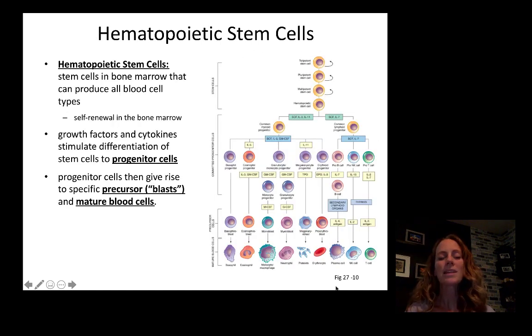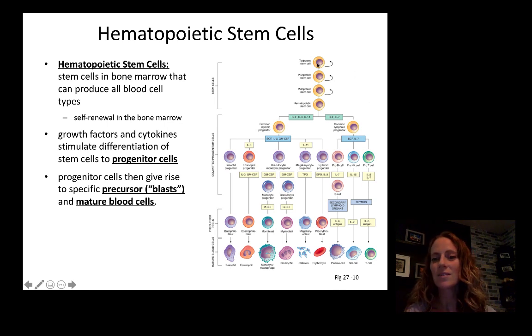So hematopoietic stem cells are the stem cells in the bone marrow that can produce all blood cell types. They have self-renewal in the bone marrow. Growth factors and cytokines stimulate differentiation of stem cells to progenitor cells. And the progenitor cells then give rise to specific precursors, which often have a portion of their name as blast, and then mature cells, which often have a portion of their name as cyte, or phil.